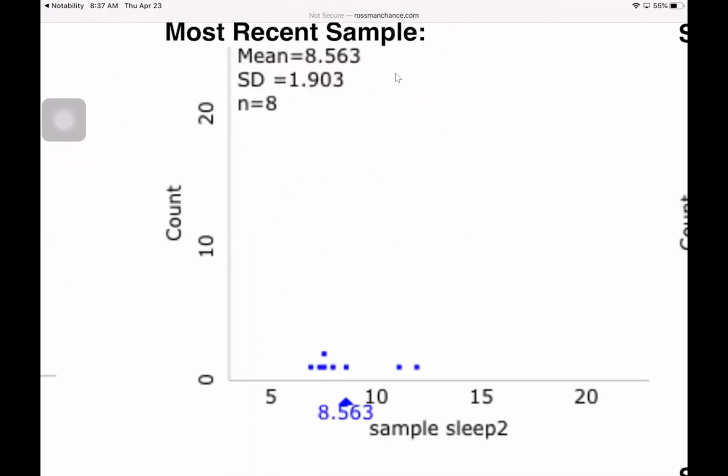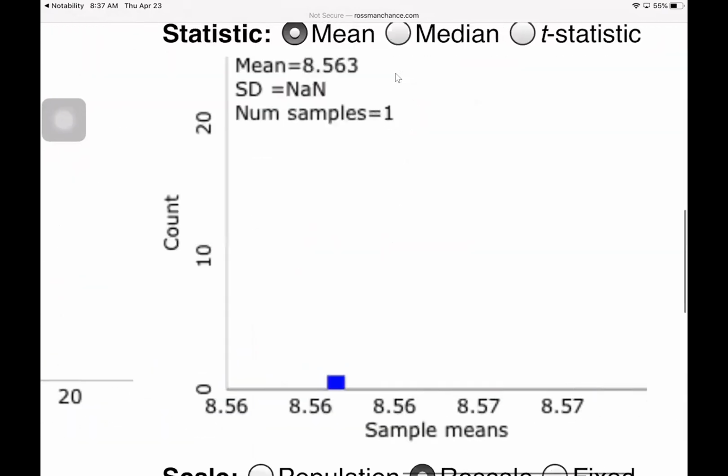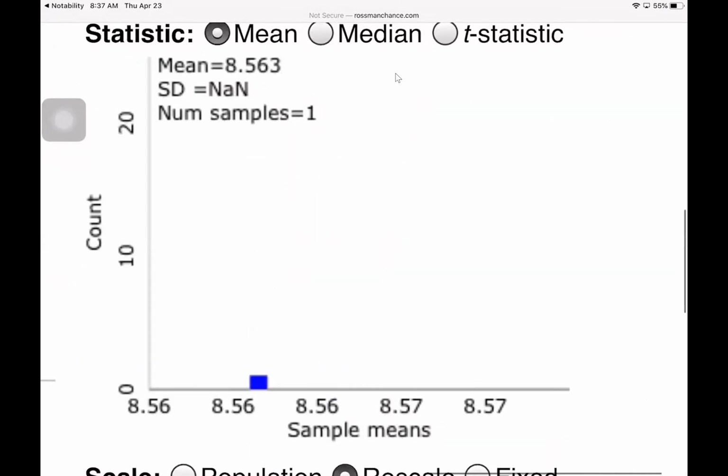So once we get this sample, we just want to take the average of that sample. When we take the average of the sample, if you look right here, it says 8.563. So that means we have this one data point.